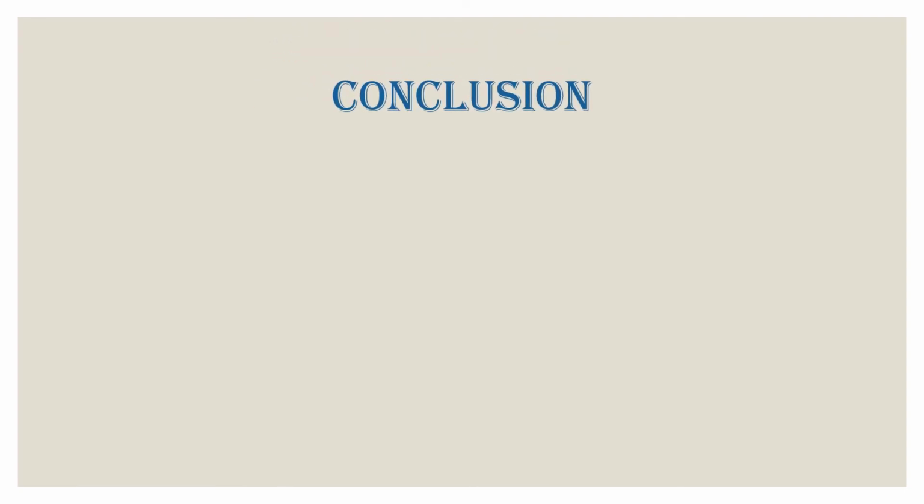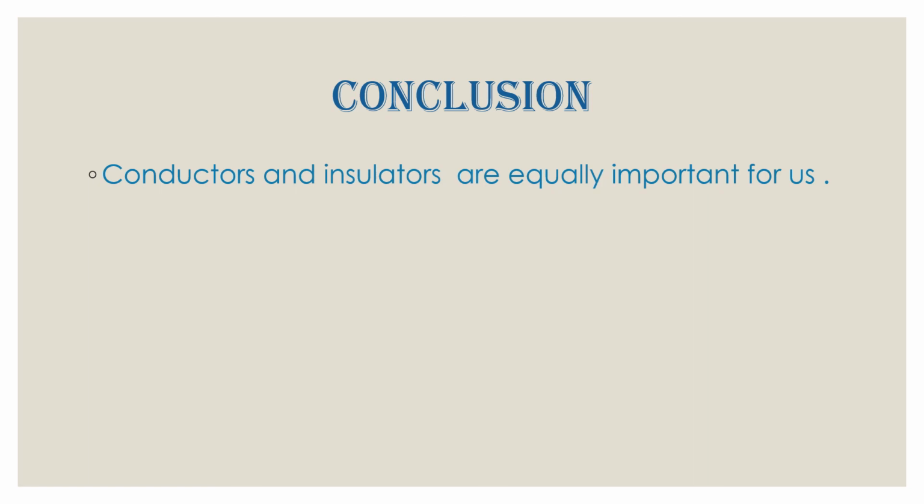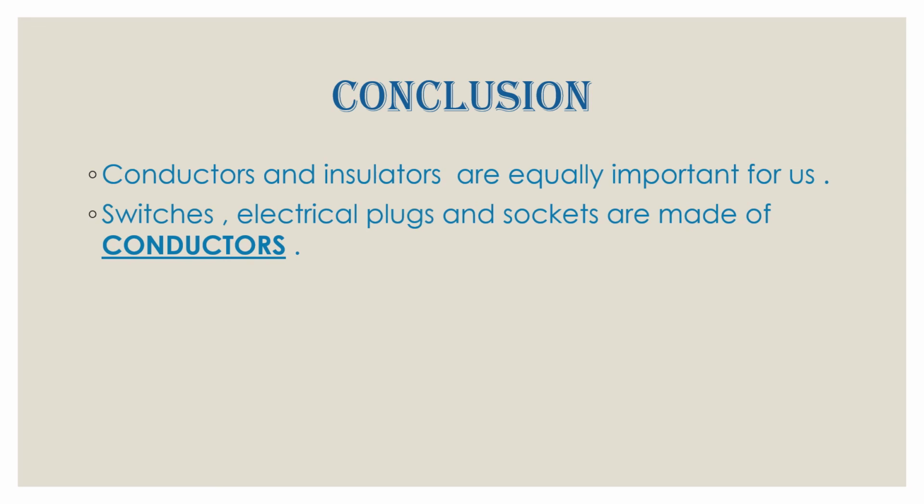Now conclusion. We come to the conclusion that conductors and insulators are equally important for us. You have seen that they are very important, both of them together. They are important for us. Switches, electrical plugs, and sockets. What are they made of? Conductors.